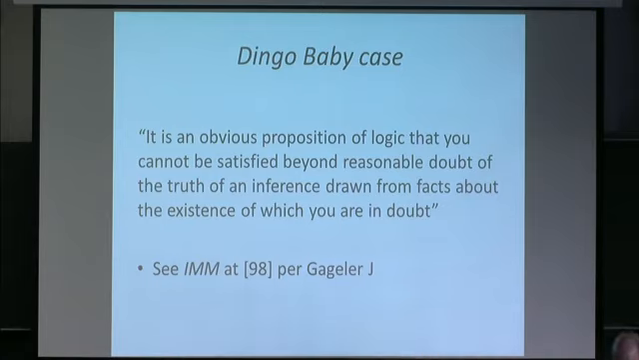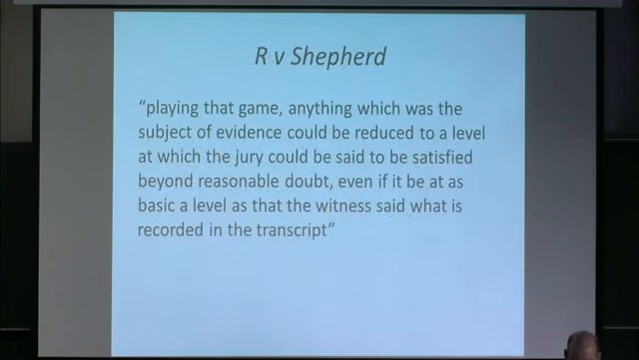And in a subsequent lower court case, a judge called Roden refused to follow the High Court of Australia's ruminations on this issue because he said that, first of all, it wasn't a proposition of law, it was a proposition of logic, and as a proposition of logic it was wrong. And he went on to say, playing that game, anything which was the subject of evidence could be reduced to a level at which the jury could be said to be satisfied beyond reasonable doubt, even if it be as basic a level that the witness said what is written in the transcript. Now, actually, here he has hit the nail on the head. And this helps us sort out the problem in IMM and the Queen and why the judges divided.